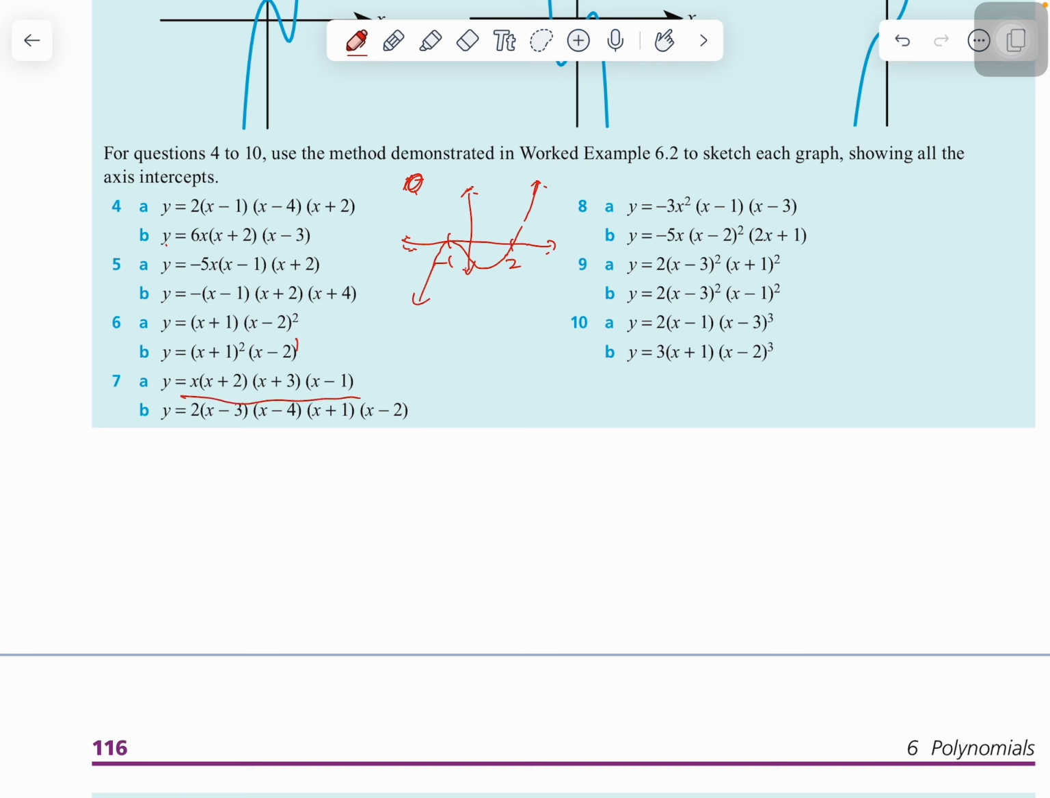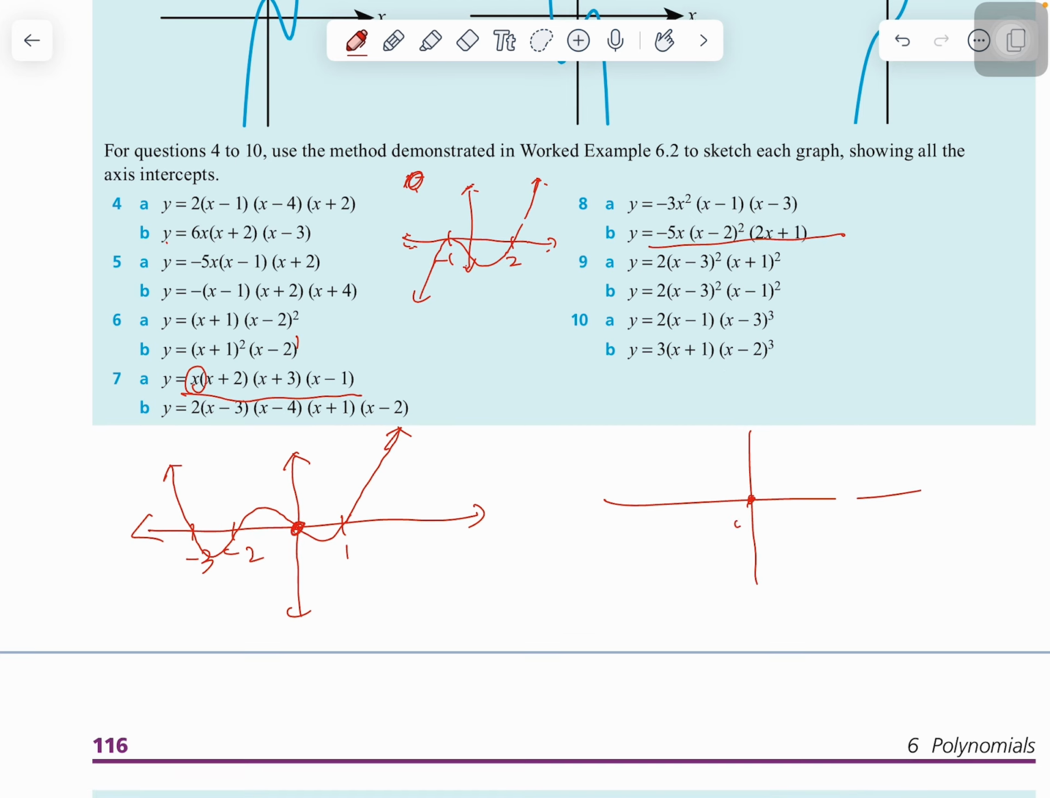And number 7, A: don't forget this is 0. 0, negative 2, negative 3, and 1. The leading coefficient is positive. So we start from here, go to the x-intercept, and this side. Smoothly crossover, everything crosses over smoothly. And degree of 4 means the end behavior on both sides is the same side. So that makes sense.